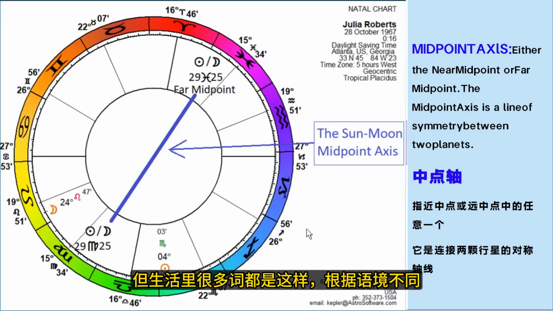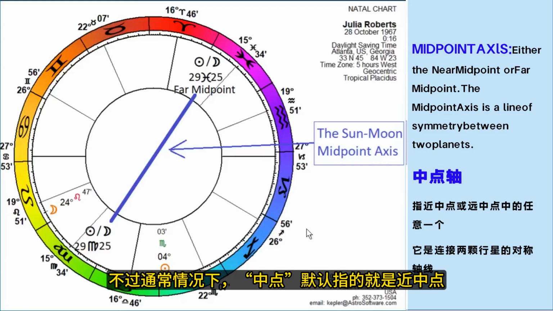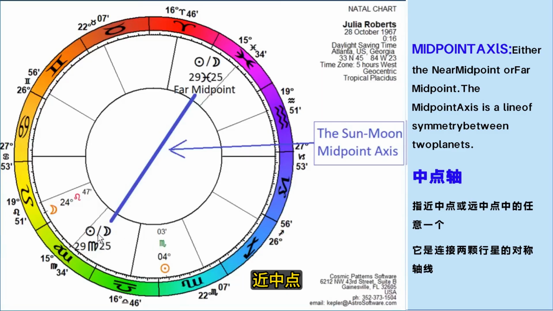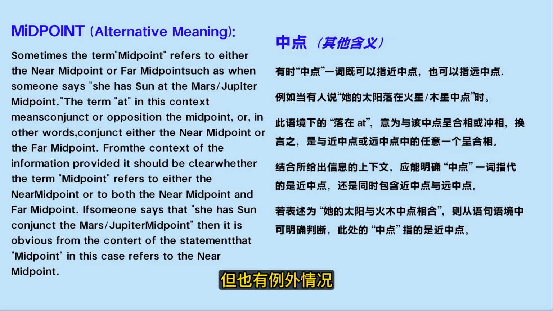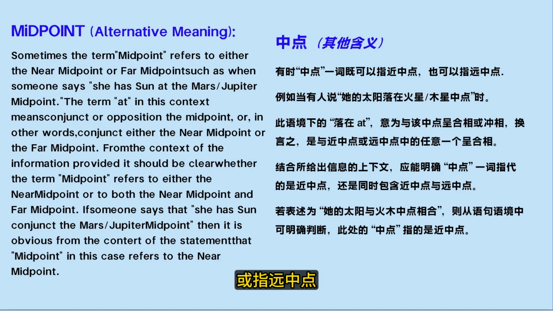So that may seem confusing, but there are a lot of situations in life where we use a word to have slightly different meanings depending on context. So usually midpoint means near midpoint. If I say, Joe's sun-moon midpoint, usually I'm talking about the near midpoint. But there are some situations, and I'll give you an example right now, where midpoint can refer to either the near midpoint or the far midpoint.